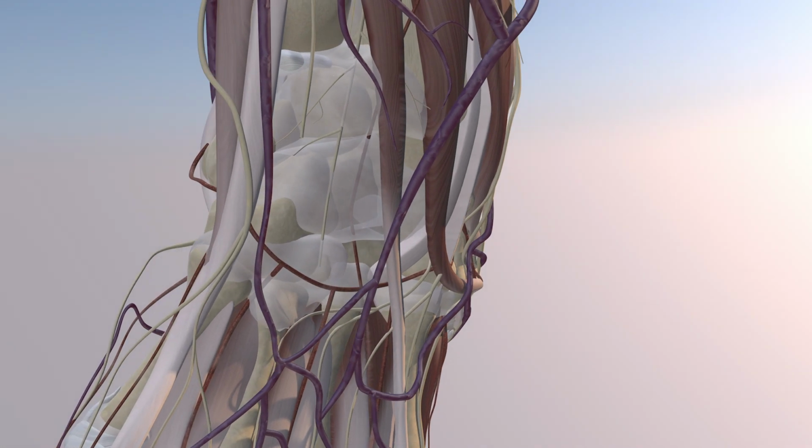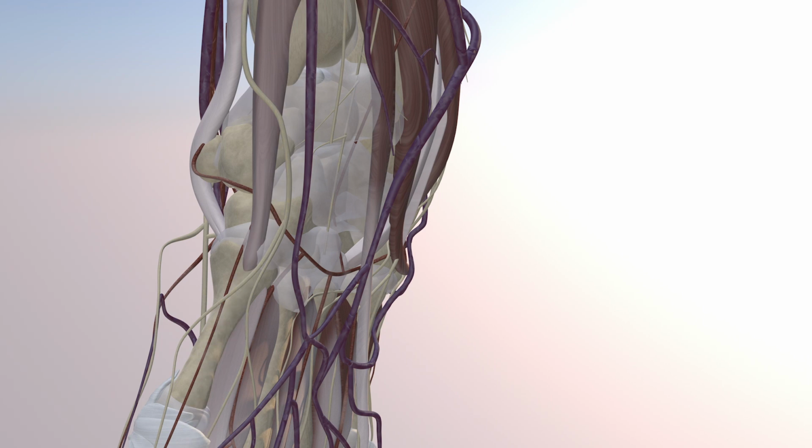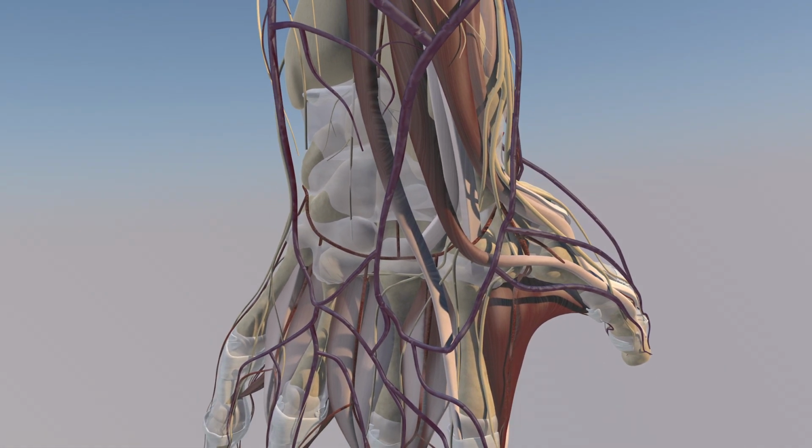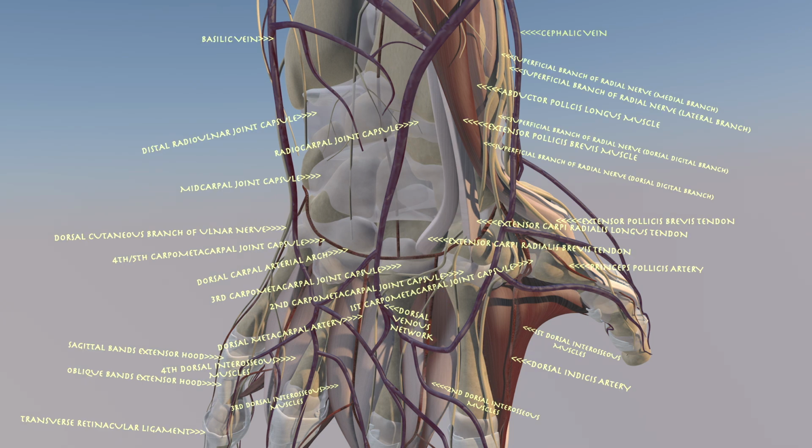Now we're removing the extensor digitorum tendon, and you can see the extensor digiti minimi tendon and the extensor carpi ulnaris tendons that were just removed, as well as the extensor indicis and extensor pollicis longus tendons. And now we can get a pretty good look at the dorsum of the wrist. We got the radiocarpal joint capsule, we got the midcarpal joint capsule just distal to that, and then you have the various carpometacarpal capsules.